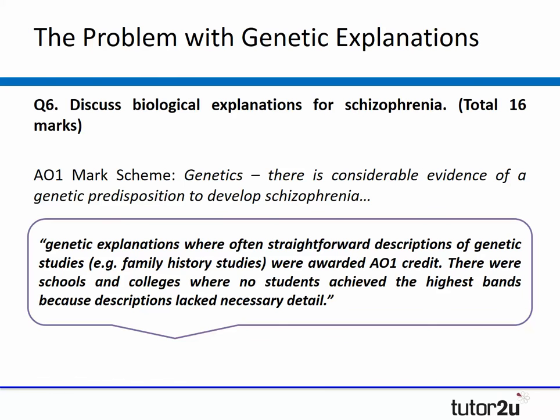And here's an examiner comment that highlights this problem even further. The examiner said genetic explanations were often straightforward descriptions of genetic studies where AO1 credit could be awarded. There were whole schools and colleges where no students achieved the highest mark bands because the description lacked the necessary detail. And that's a real shame, and I think it highlights an issue with the way the specification is laid out, or even marked in this case.